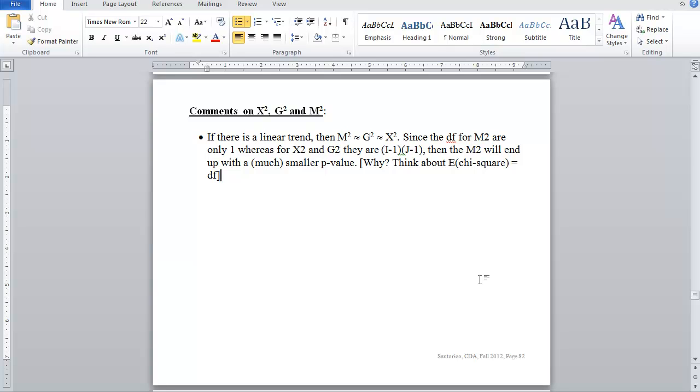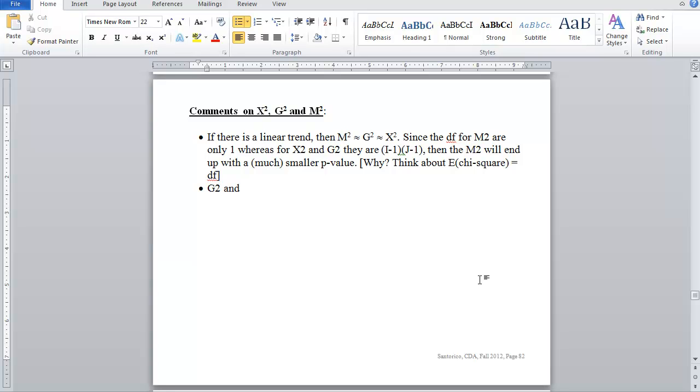And it might be worth drawing out a couple of pictures, though that would be hard for me to do here. If you have a question on that, ping me before class on Wednesday and I'll draw up a couple of pictures. But the point is, if all of these statistics are about the same size, and to be deemed large and significant, you have to be around 4 for a chi-square 1, whereas you have to be much larger for a chi-square 4 or chi-square 8 or chi-square 10, then you're going to end up with much smaller p-values for your M-squared test. So that said, that is if there is a linear trend, right?